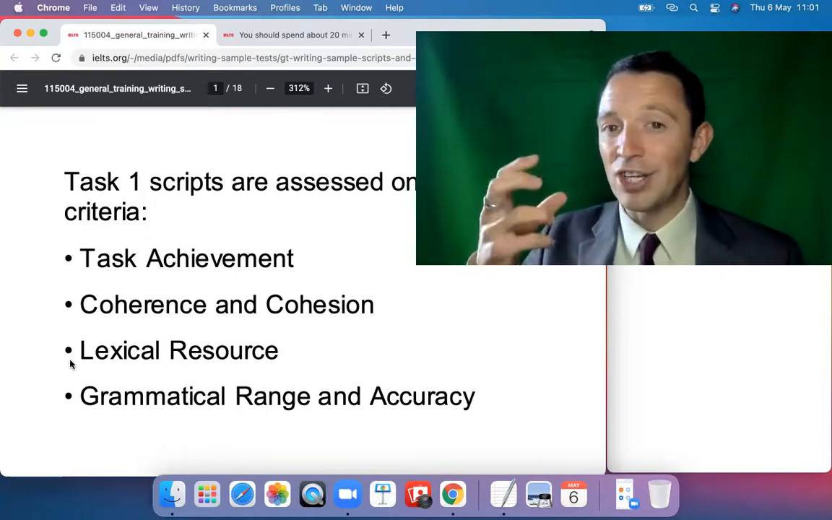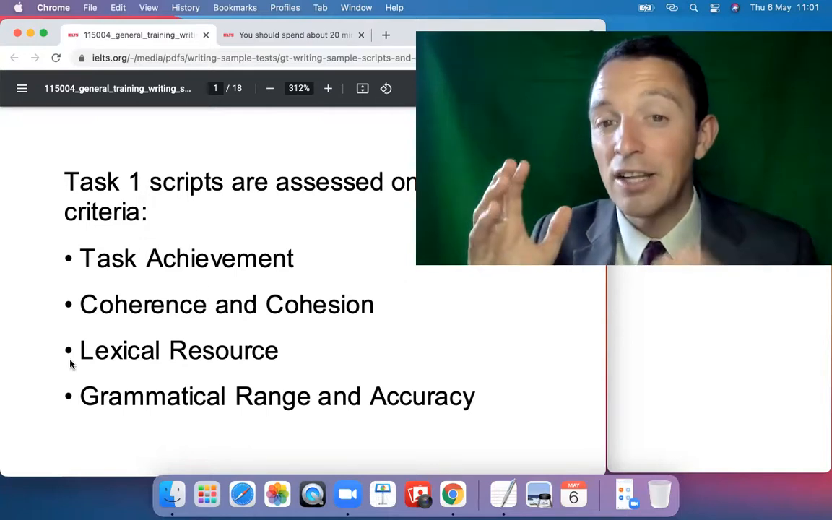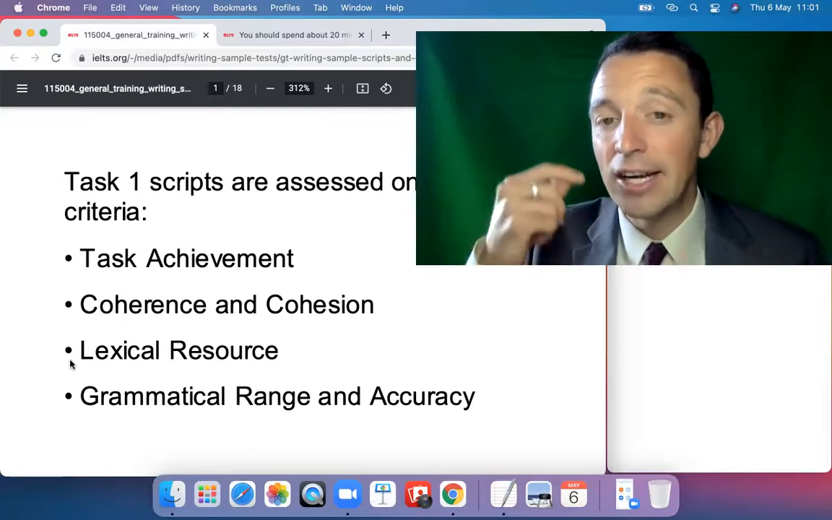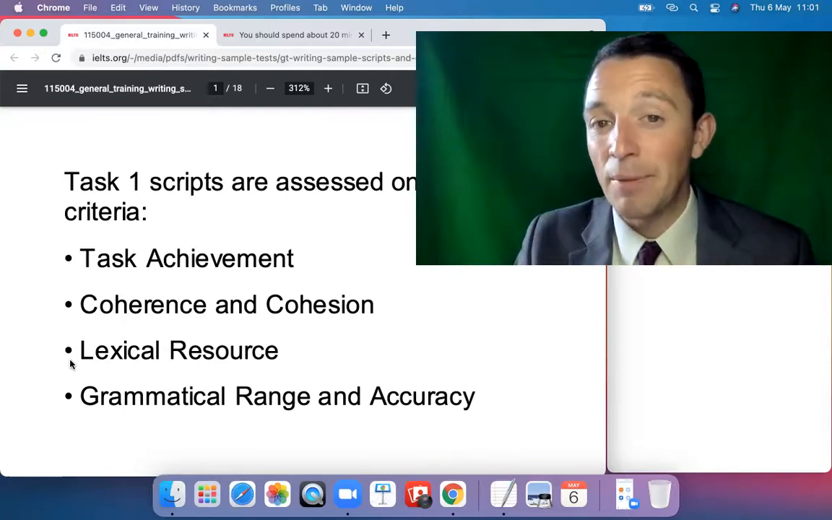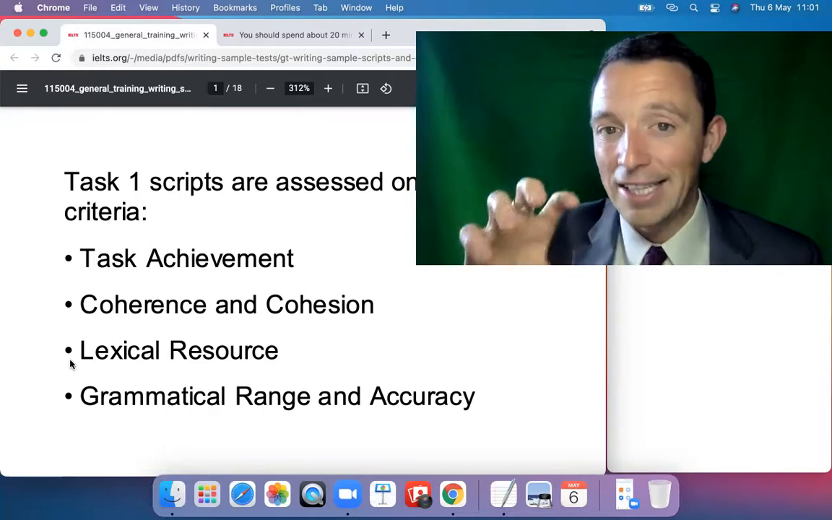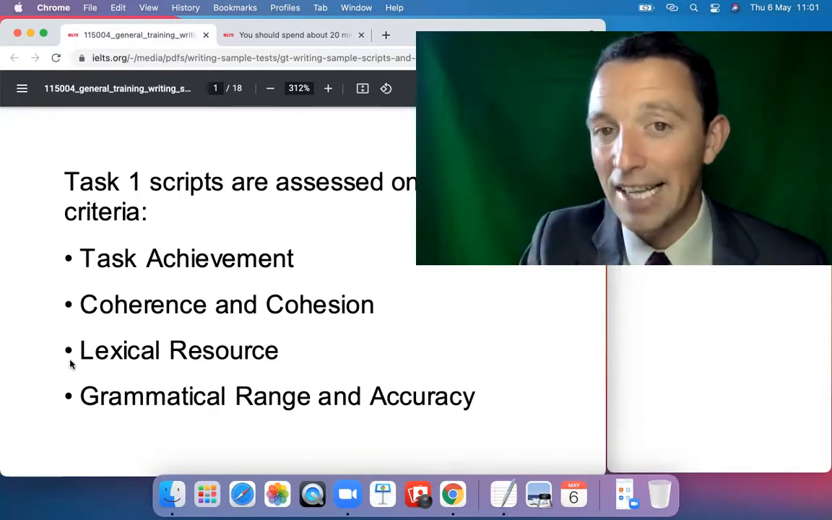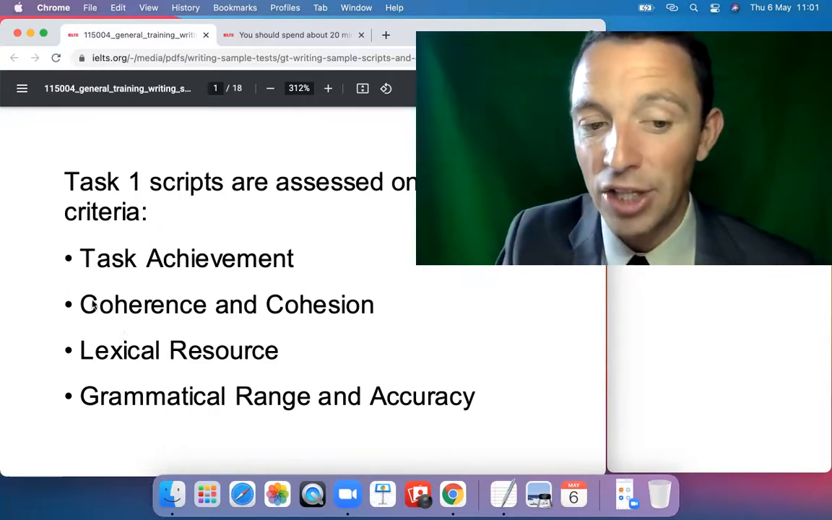Obviously, the organization is important. So there needs to be a very good order to your letter. It needs to be very clear. It needs to be logical. It needs to be connected. And that's really important in that category of coherence and cohesion.